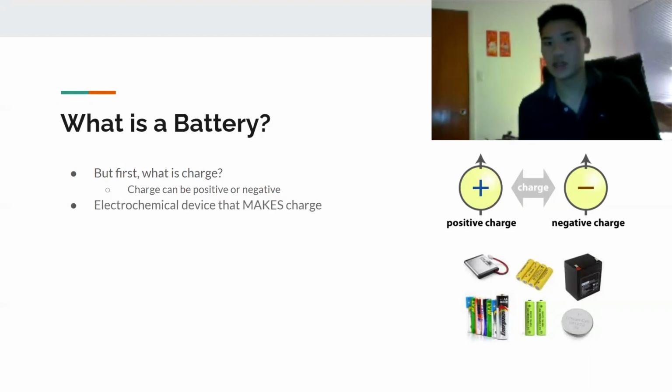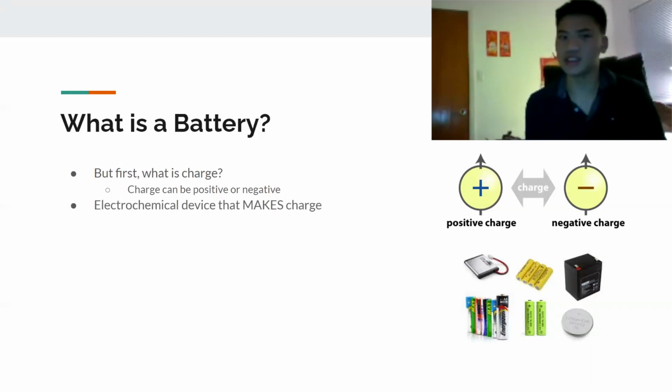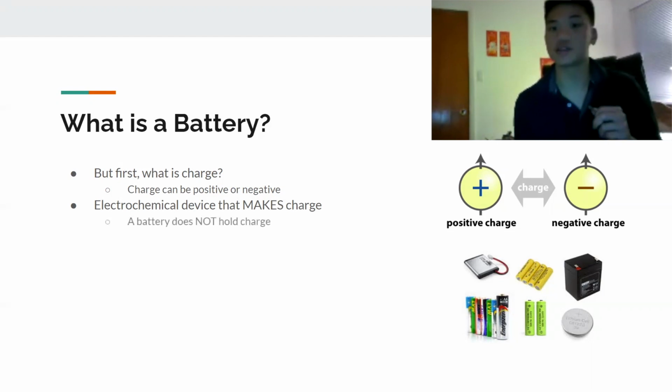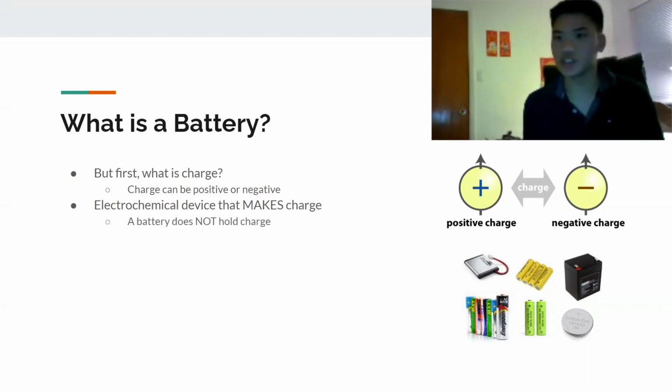So, a battery is an electromechanical device, say that 3 times fast, that makes charge. Keyword, makes charge. It does not hold charge. So we have a different device, an electrical device that holds charge, and we call that a capacitor, if you have heard that before. But when people say that my battery does not hold charge, well, that doesn't really have any merit to it, because a battery, all it does is make charges. So how does it make a charge?